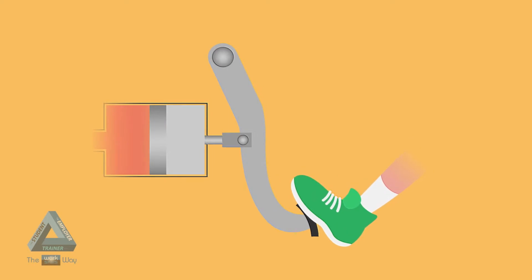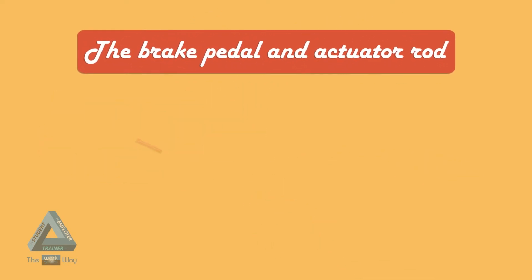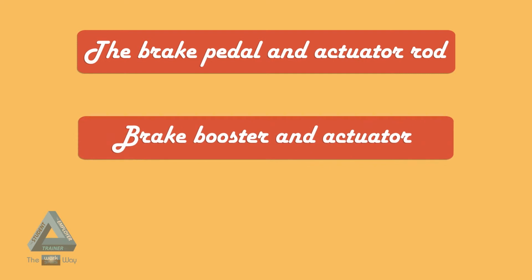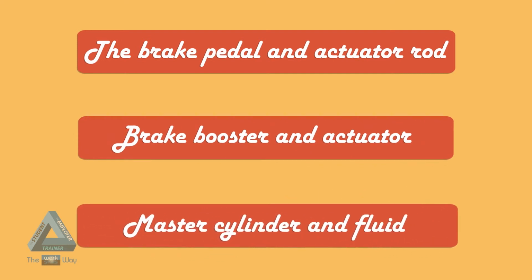The reason for the large mechanical advantage in a hydraulic system is the ability the fluid has to transmit pressure equally. It allows you to use a small force on a small piston to produce a large force on a large piston. The force and area at each piston acts as a ratio that must be equal. The system uses pressures applied by the brake pedal and actuator rod, brake booster and actuator, master cylinder and fluid.